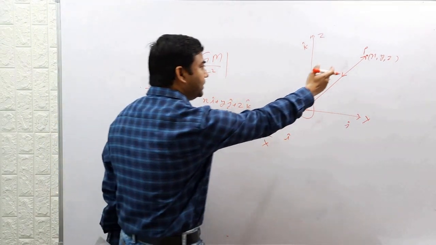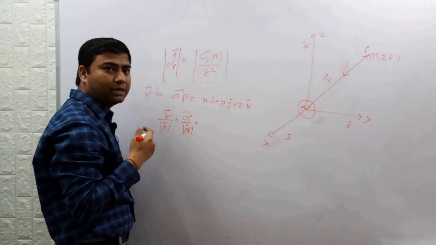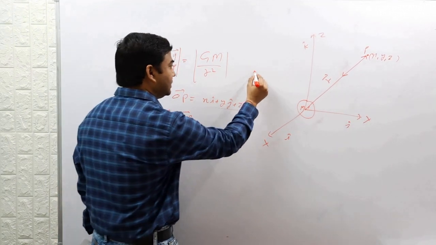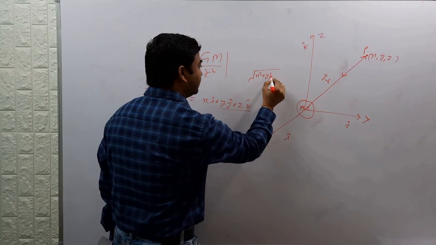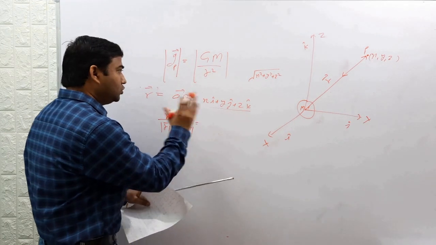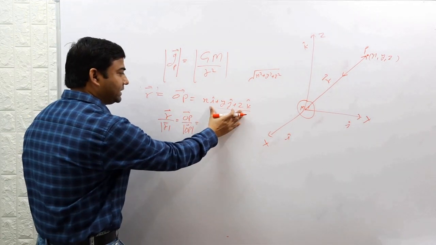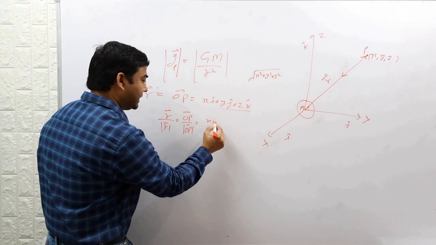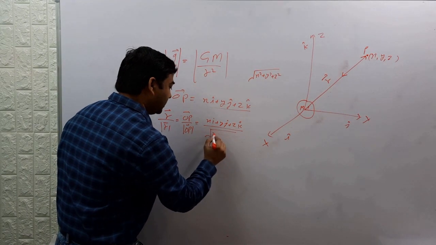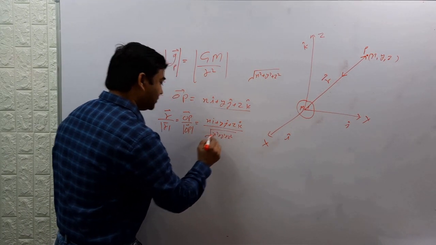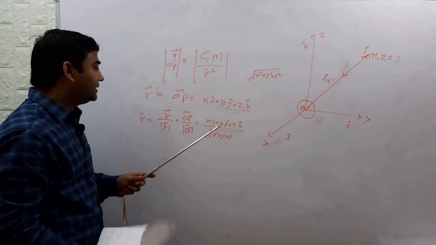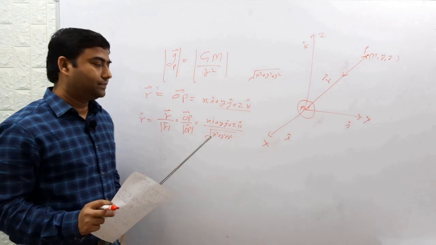So we know for a point P having coordinates x, y, z, its position vector is given by this, and the magnitude of this vector is under root x square plus y square plus z square, that is the distance from O to P. So the unit vector in this direction will be this vector divided by its magnitude, that is xi plus yj plus zk divided by under root x square plus y square plus z square. So this is the unit vector. Let us call it r. This is the unit vector in the radial direction.